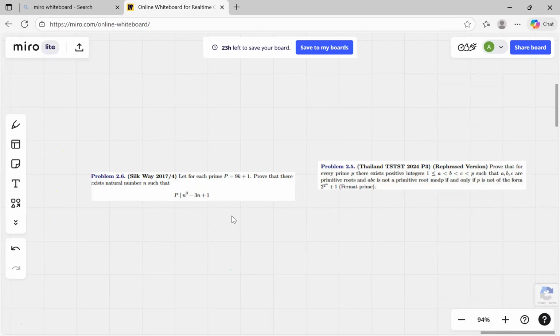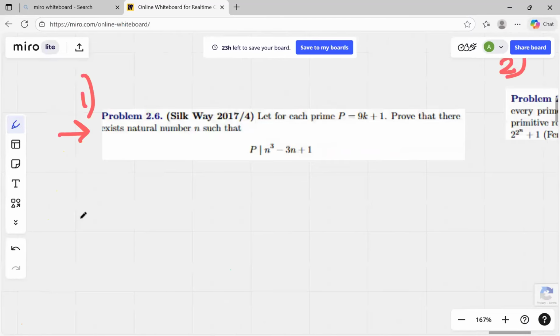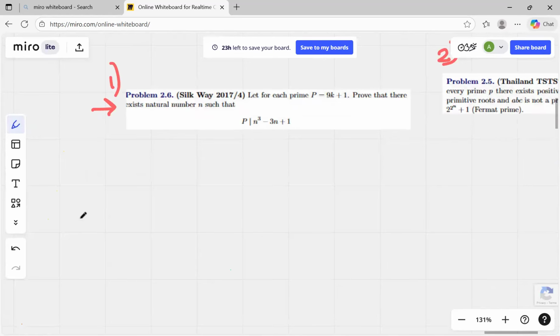Try cube completion, I think. Then primitive roots. Try this first and this second. Yeah, that's what I'm saying. For the first one, what did you say? We could try cube completion first, like making a perfect cube. Yeah, okay, not a bad idea.